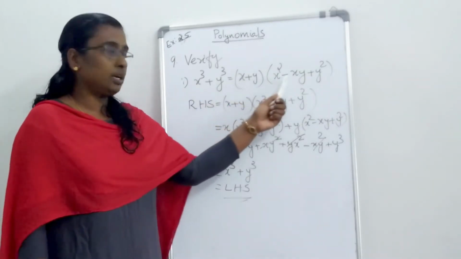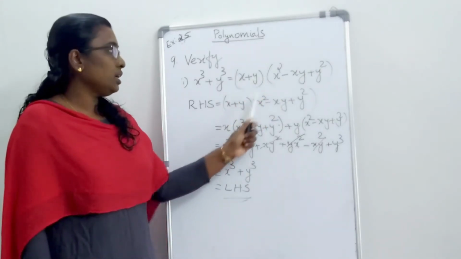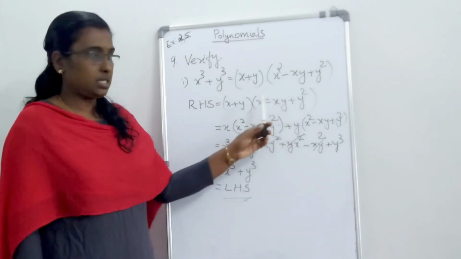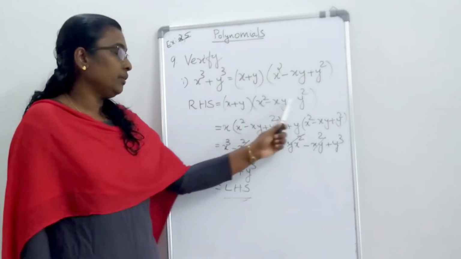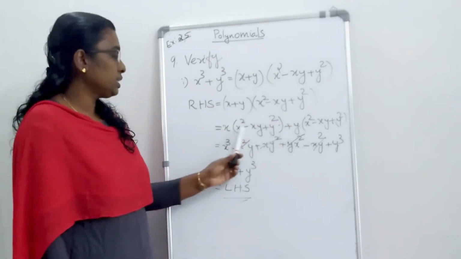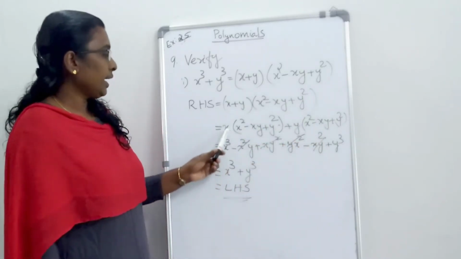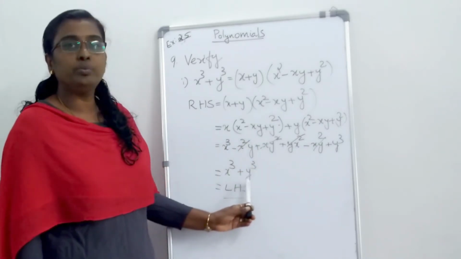First we take RHS because we can simplify RHS. x plus y into x square minus xy plus y square. Then expand the bracket or remove the bracket. For that we multiply x with this factor, then y with this factor. So x into this one plus y into this factor. Then again expand the bracket. We get x cube plus y cube.